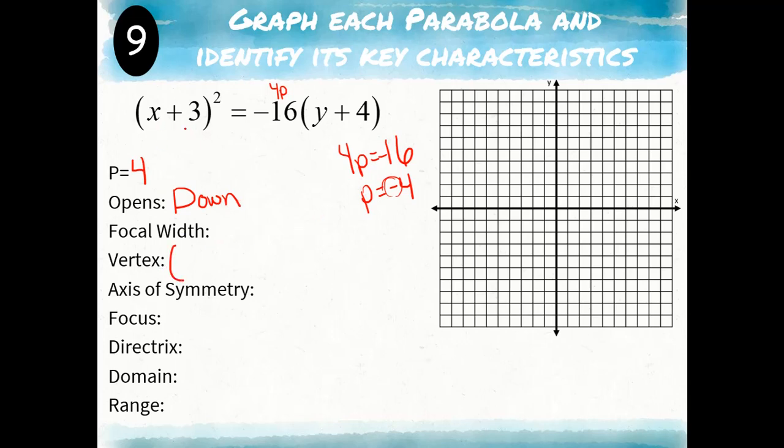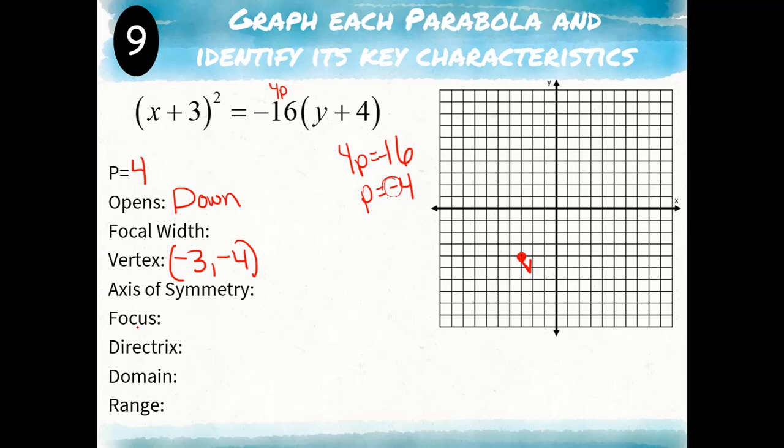So the x value is going to be the opposite of the sign you see. So negative 3 and negative 4. So I'm going to graph that. 1, 2, 3, 1, 2, 3, 4. Here's my vertex right there. Okay. I'm going to wait for the axis of symmetry till I get my graph.